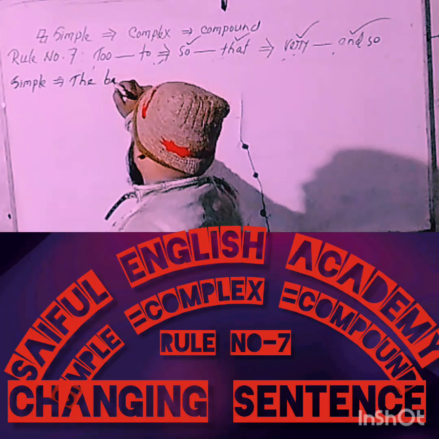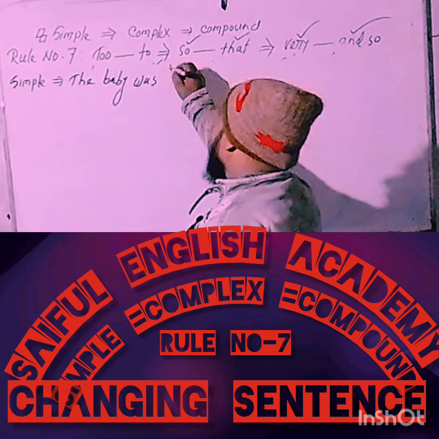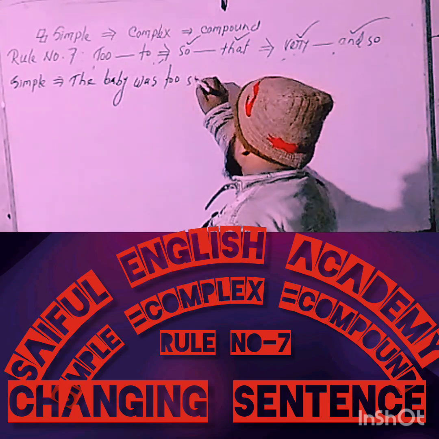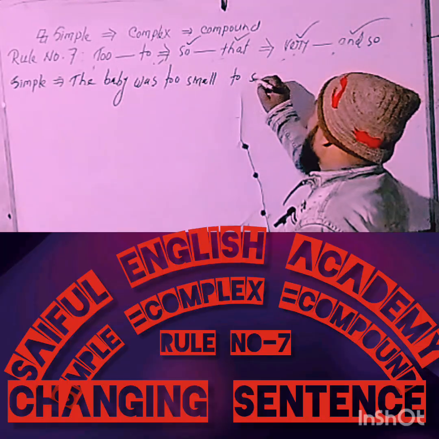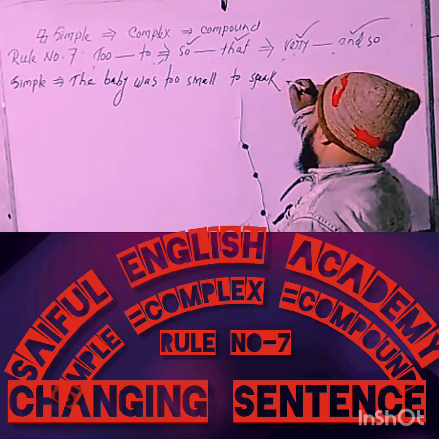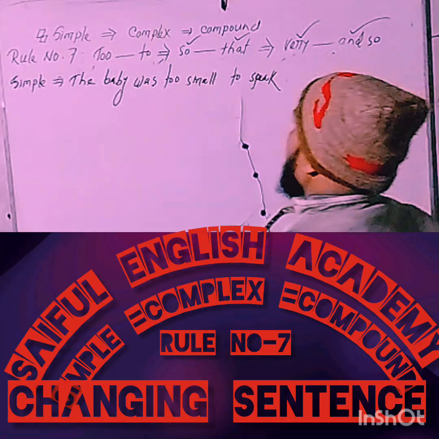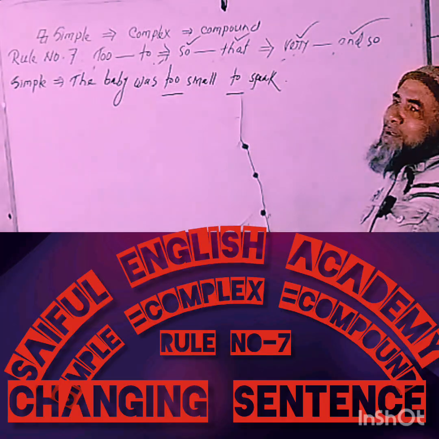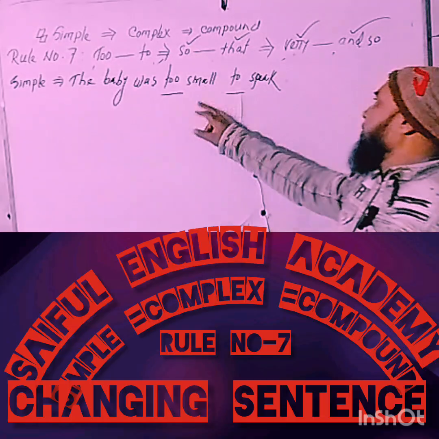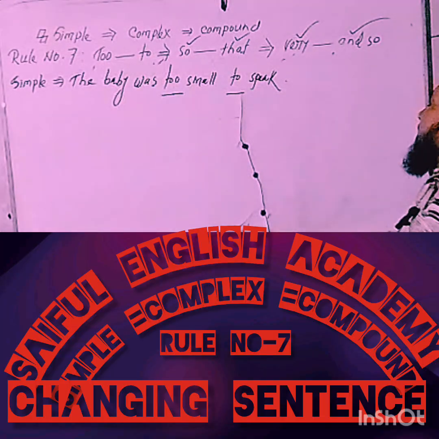The baby was too small to speak. Okay, let's take a look at the board and try to understand. So, this sentence, of course, is a simple sentence because this sentence is made with too dot dot to.